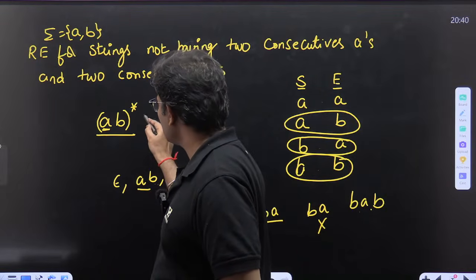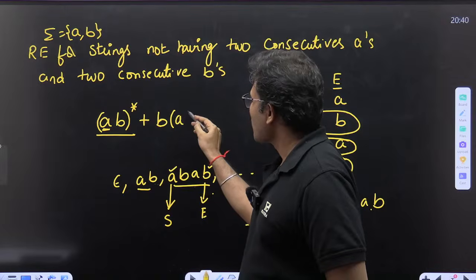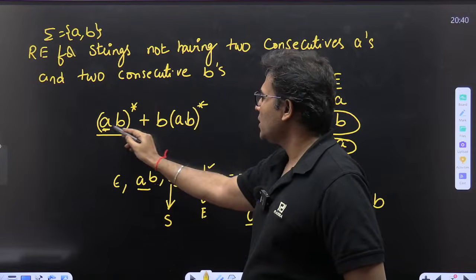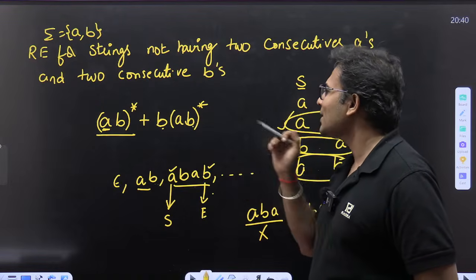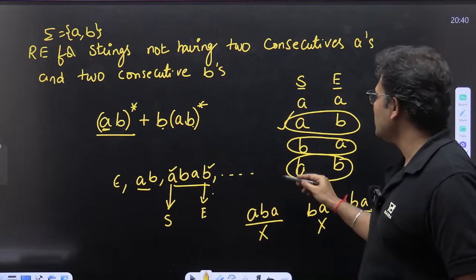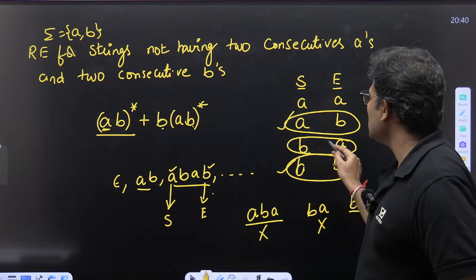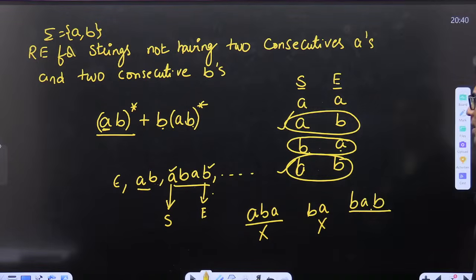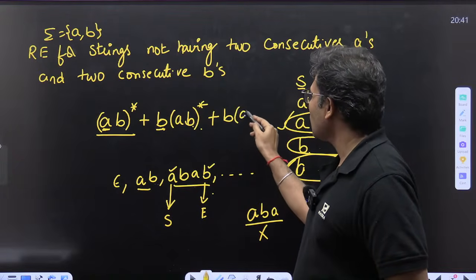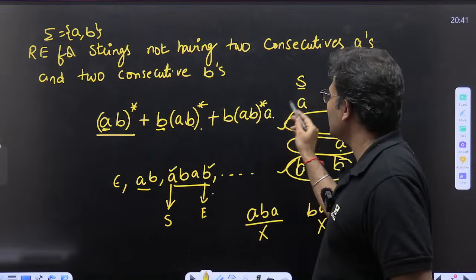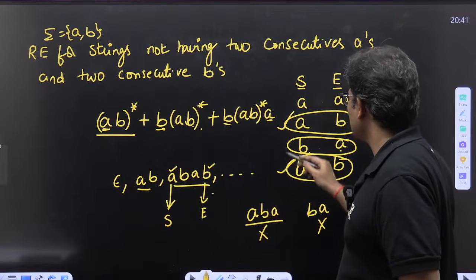So what I will do is, to this I will add B. Strings may start with B and end with B. Here we have covered the case starting with A and ending with B. Here we have covered the case starting with B and ending with B. Now we have to cover the case starting with B and ending with A. So I write B followed by (AB)*, ending with A. This has starting with B and ending with A, so this case is covered.